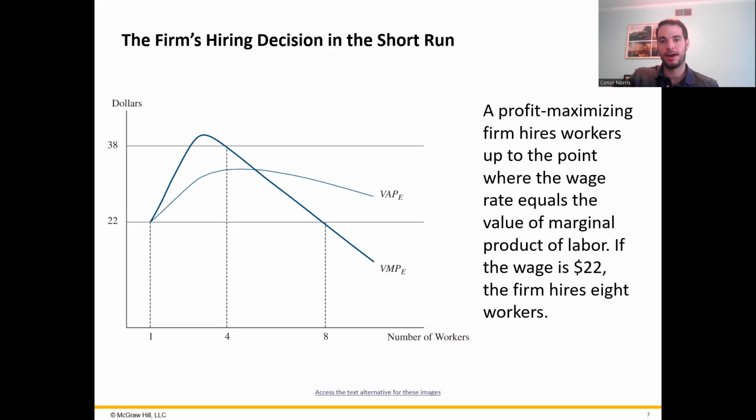So here we see the value of the marginal product and the value of the average product. Again, these are the same shape as the curve we saw a couple slides ago, because this is the same basic example, except now the price of this good is $2. So it's kind of doubling. These curves, like I said, should look familiar.